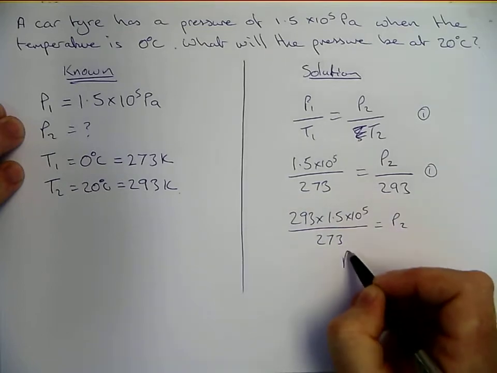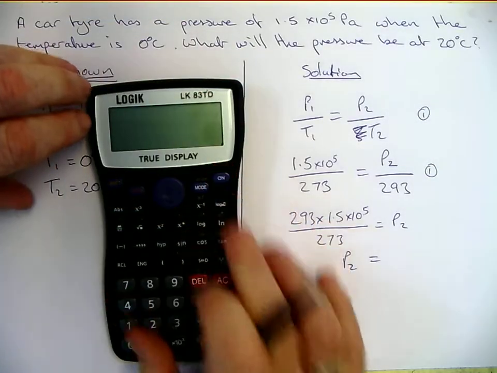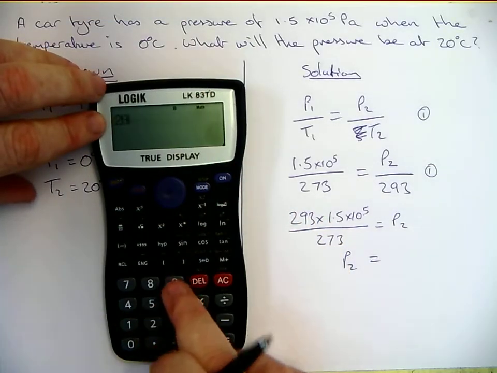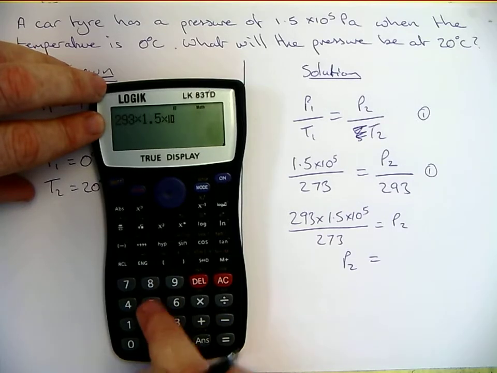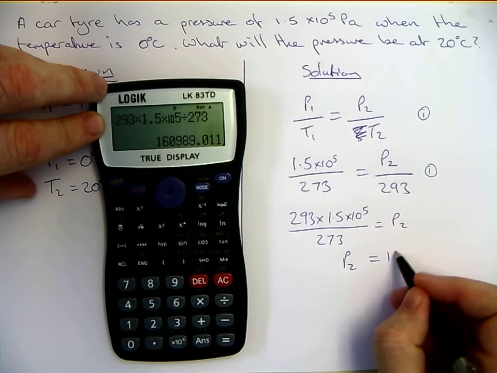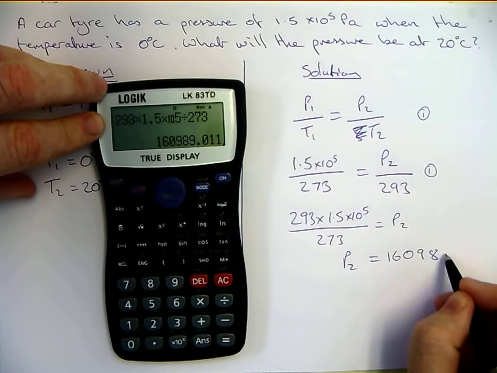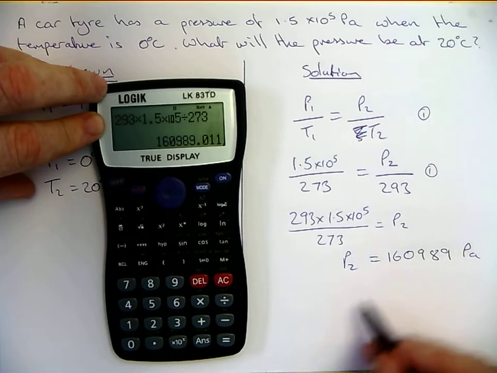P2 is. So P2 equals, and let's just do this in our calculator then. So 293 multiplied by 1.5 times 10 to the power of 5, all divided by 273, and it's 160,989 pascals, but that's a lot of significant figures.